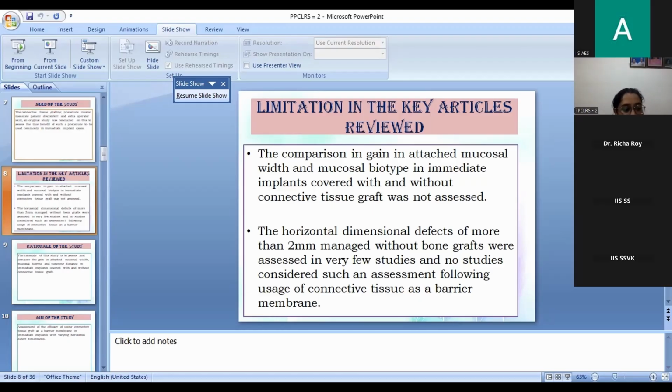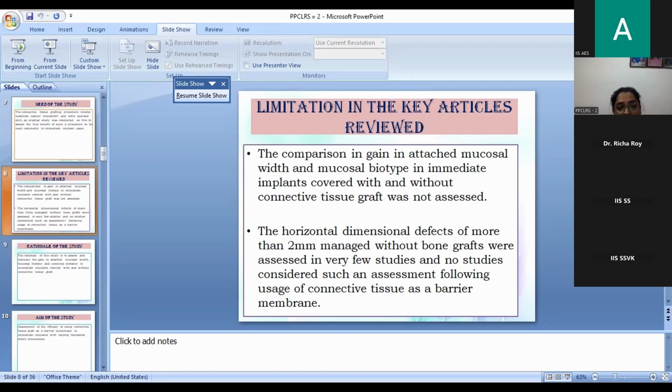Reviewing the literature, several lacunae and limitations were found, and in order to overcome it, an original study with following rationale was formulated, that is to assess and compare the gain in attached mucosal width, mucosal biotype, and jumping distance in immediate implants covered with and without connective tissue graft.